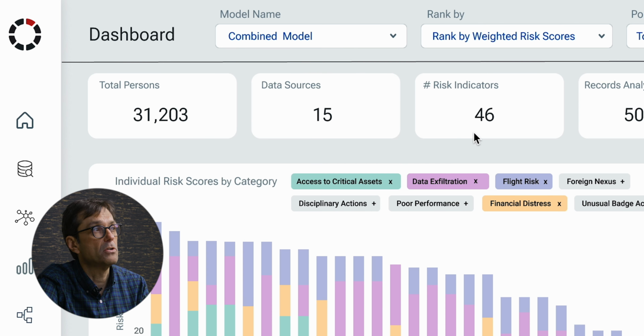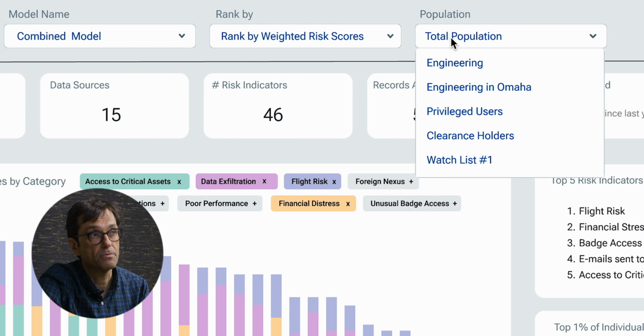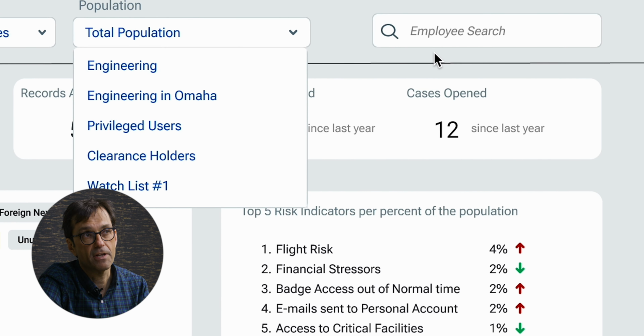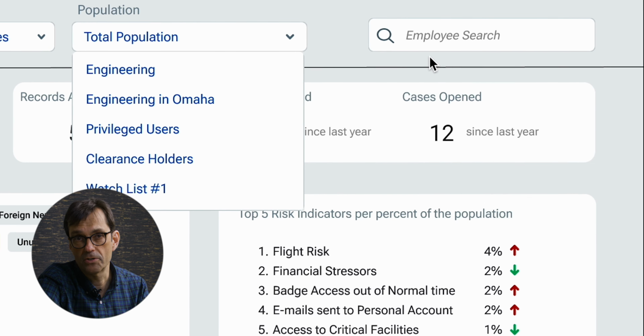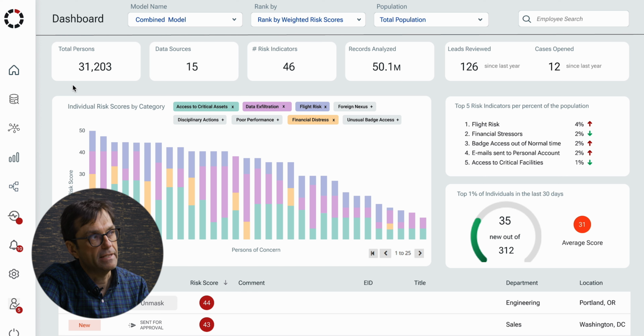And then some of the models only apply to either complete population or some subset of your population as well. So you can look at, for example, the fraud model specific to finance or certain models specific to your engineering department. Or you can start with an employee search, specific employee that you've got a tip off or concern reported by their manager. On the top level here, you have high-level metrics related to the model that you chose.